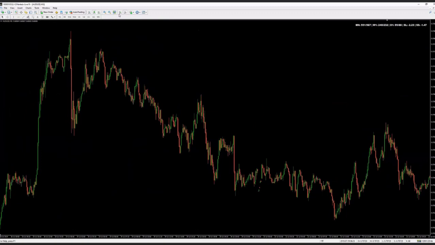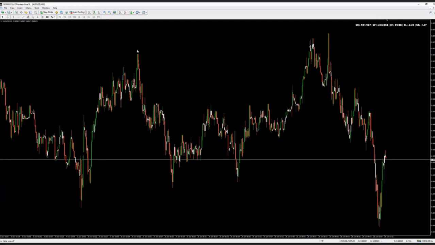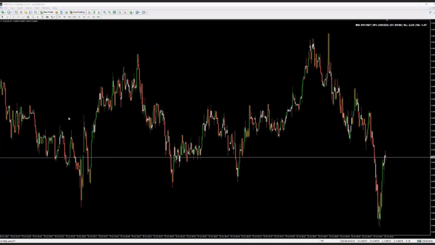So I'll delete all these, and we'll go to the 5-minute chart. You know, let's go to the 1-minute chart. I never trade on the 1-minute chart, but it's interesting to look at because the same thing happens over and over again.